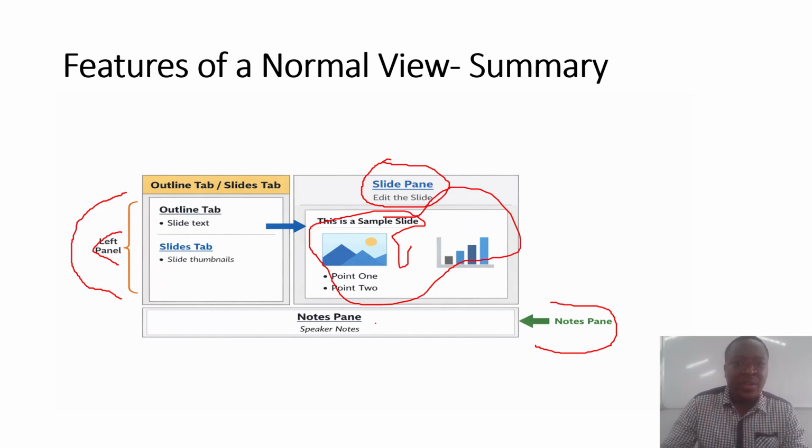On the outline tab, you mainly see text. And then on the slide tab, what you see is slide thumbnails. So you can easily move the thumbnails. If, for example, you want to move one slide from number 2 to number 3, you can just click on that thumbnail and move that slide to the position where you want to put it.